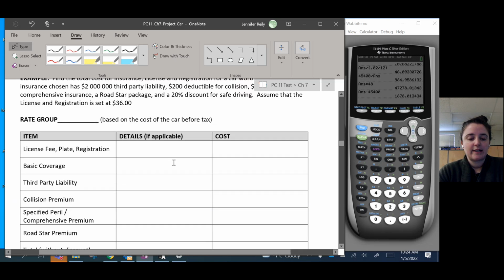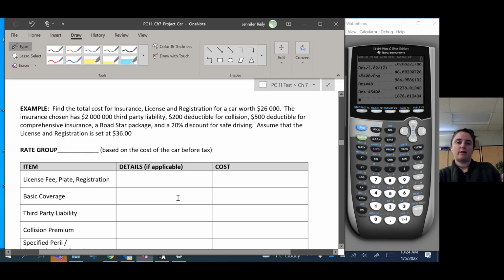Okay, so let's look at an example here. I'll do this example with you, and then you can try one on your own. Okay, so find the total cost for insurance, license and registration for a car worth $26,000. So insurance is $2 million third-party liability, $200 deductible for collision, and $500 for comprehensive.